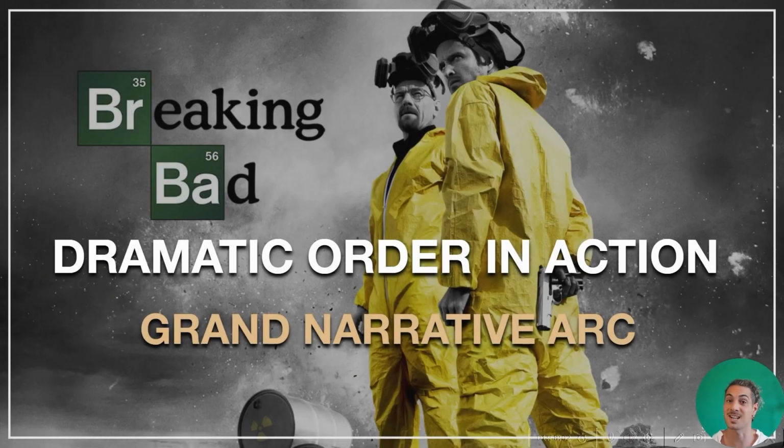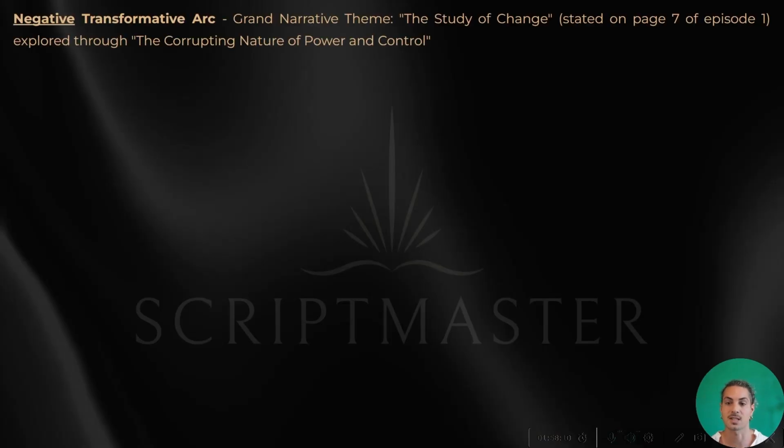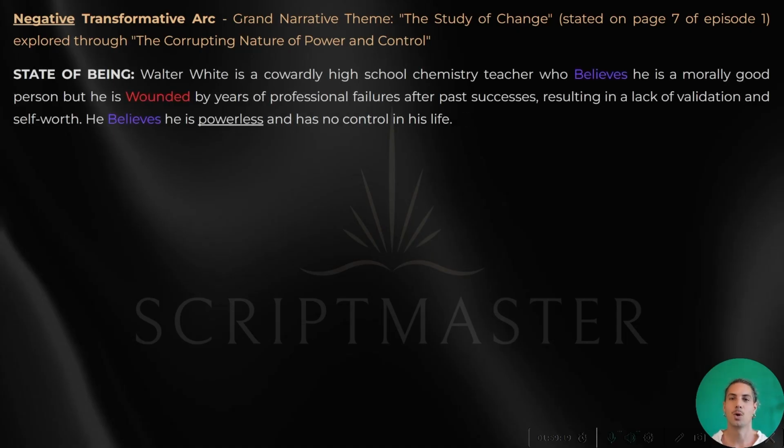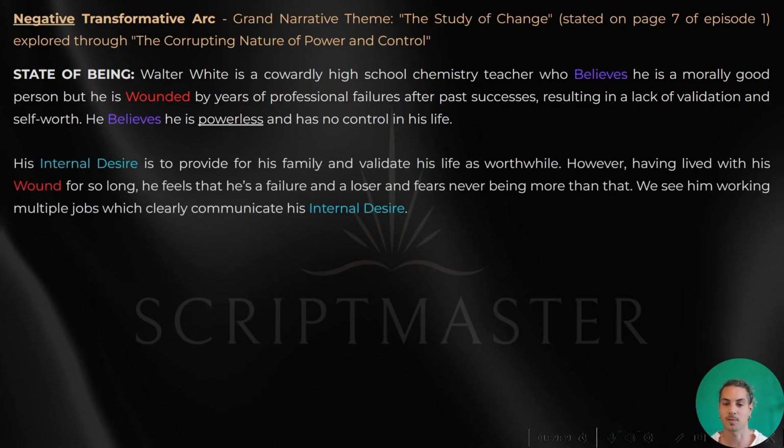We can also look at another negative transformative arc in Breaking Bad's grand narrative arc across all of the series. The grand narrative theme is the study of change, explored through the corrupting nature of power and control. Walter's initial state of being is as a cowardly high school chemistry teacher who believes that he's a morally good person, but he's wounded by years of professional failures after past successes, resulting in a lack of validation and self-worth. He believes he is powerless and has no control in his life. His internal desire is to provide for his family and validate his life as worthwhile.